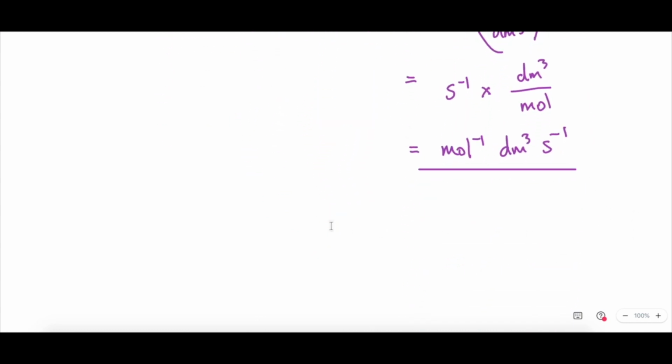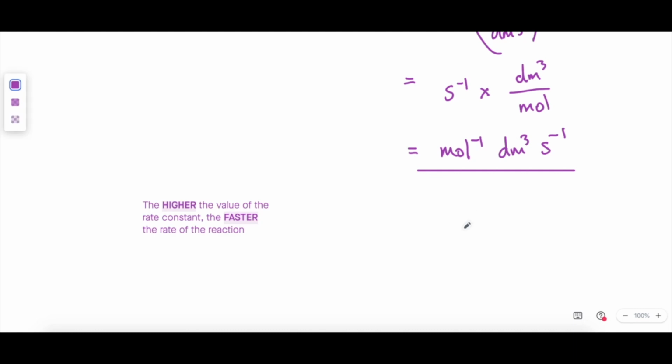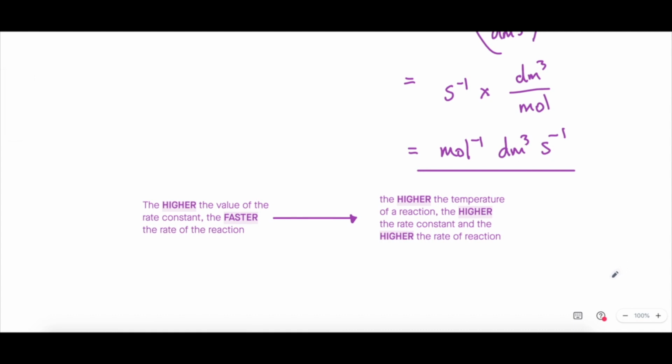So the key thing with the rate constant is that the higher the value of the rate constant, the faster the rate of reaction. So that means that the higher the temperature of a reaction, the higher the rate constant, and the higher the rate of reaction.